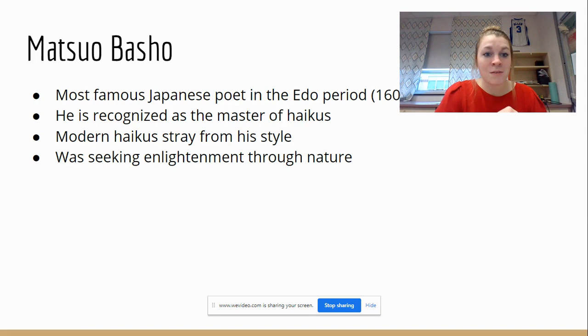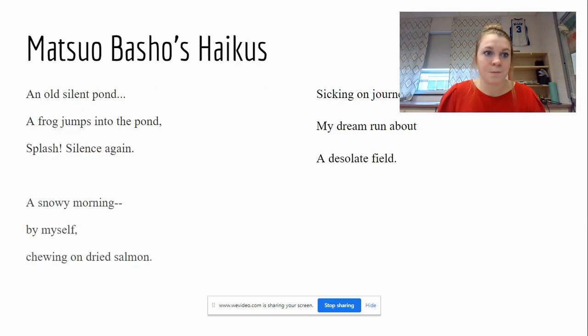Like I said, modern haikus stray from his style, but he was seeking enlightenment through nature. So he would write all of his haikus about nature, but kind of transform them in a way that you could relate to. It's about finding yourself through nature, which kind of sounds a little hippie, but it's definitely the style that haikus tend to go towards.